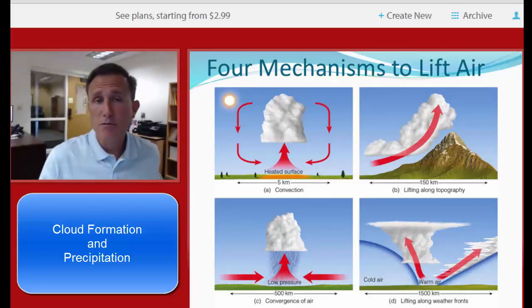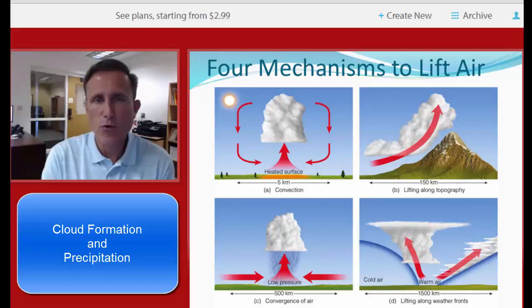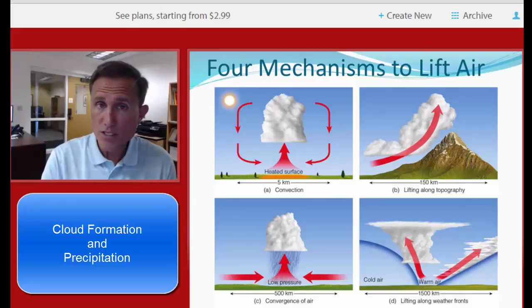All right, time for Chapter 5. We're going to get down to some of the concepts specific to cloud formation and precipitation. And when we take a look at the atmosphere, there are 4 ways that we can force air to rise.